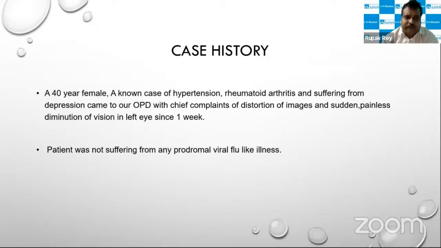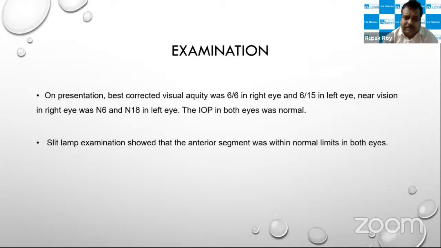I'll be presenting a case of unilateral acute idiopathic maculopathy. Brief history: a 40-year-old female, a case of hypertension and rheumatoid arthritis, presented with sudden complaints of distortion of images and painless diminution of vision in the left eye since 1 week. The patient was not suffering from any prodromal viral flu-like illness.